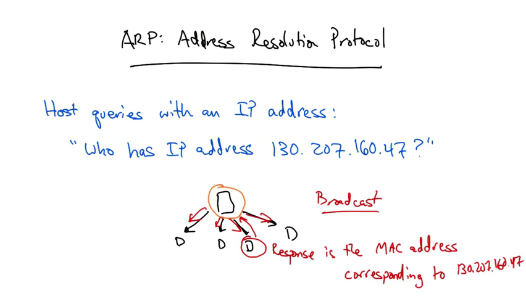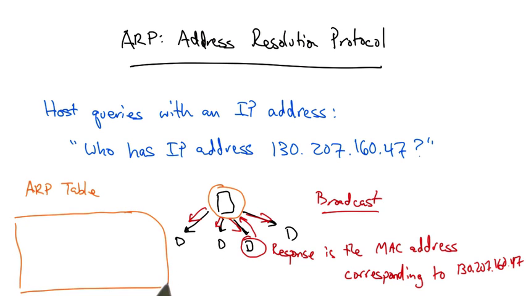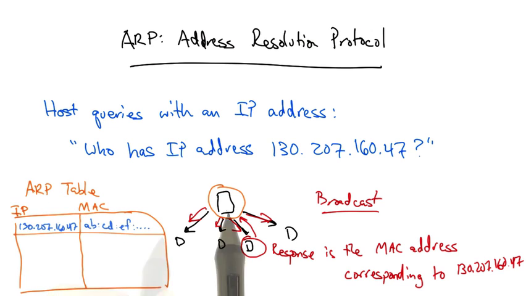When the host that issues the query receives a reply, it starts to build what's called an ARP table. Its ARP table then maps each IP address on the local area network to the corresponding MAC address. Now, instead of broadcasting an ARP query to discover the MAC address corresponding with this IP address, the host can simply consult its local ARP table. Let's now take a look at what the host does with this information.